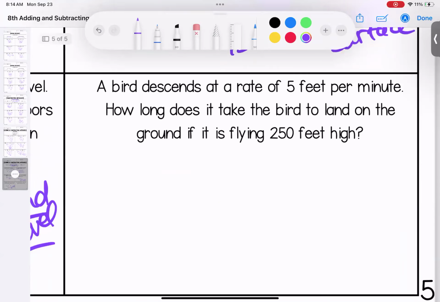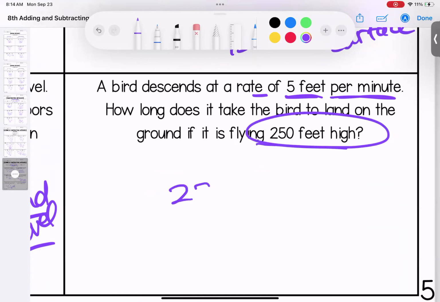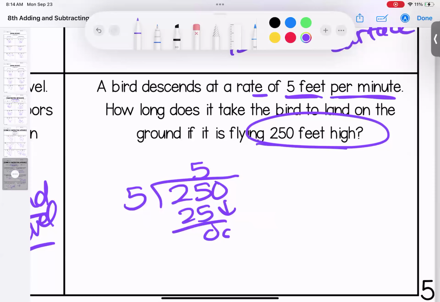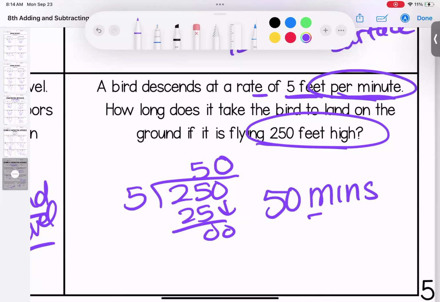And then a bird descends at a rate of 5 feet per minute, descending, meaning going down. How long does it take the bird to land on the ground if it is flying 200 feet high? I chose to use division for this one. You do not have to. But if I divide it in, I see that it would be 50 groups of 5 or 50 minutes. It's going to take 50 minutes to return to the ground.